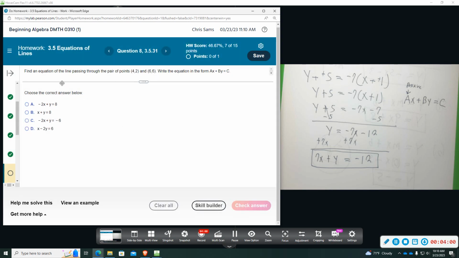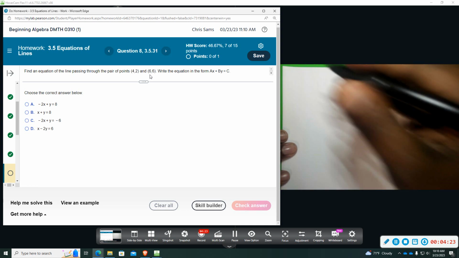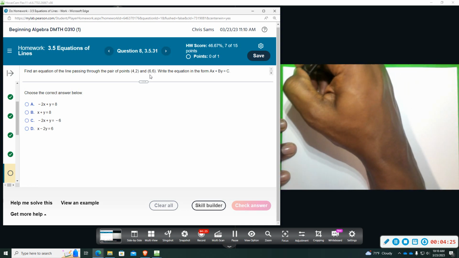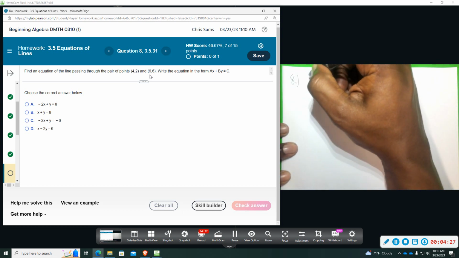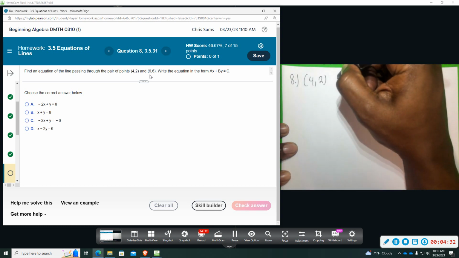All right, question 8, we're going to do something similar, except this time we're given 2 points. So we first have to find the slope, and then once we find the slope, we can use either one of those 2 points that we're given, and then we'll plug it into point slope and find standard form. So we first got to recall slope formula. So we have (4, 2) and then (6, 6).